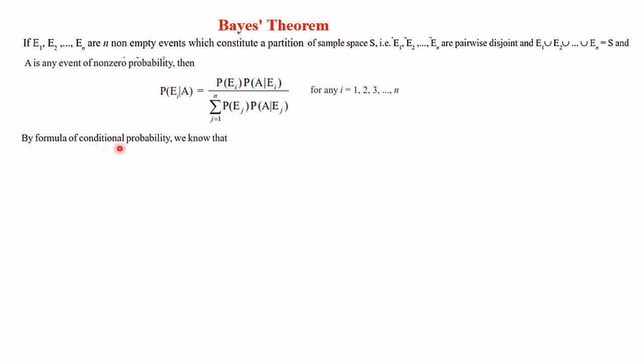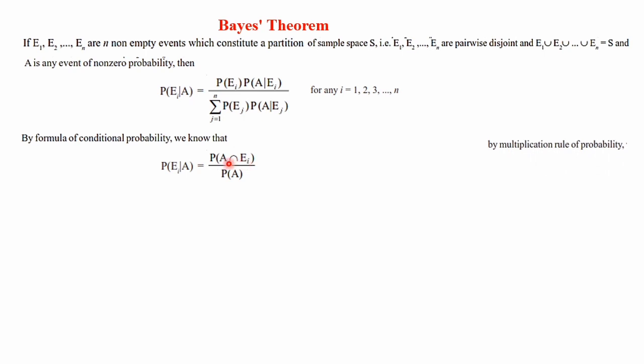By the formula of conditional probability we have learned, P of Ei given A, we can write as P of A intersection Ei divided by P of A. Conditional probability we have learned: P of A given B is equal to P of A intersection B divided by P of B. So by using that conditional probability we have written the formula.